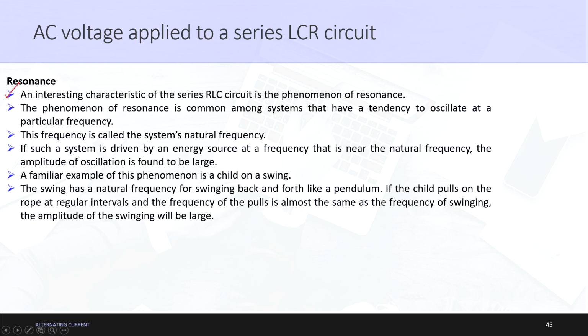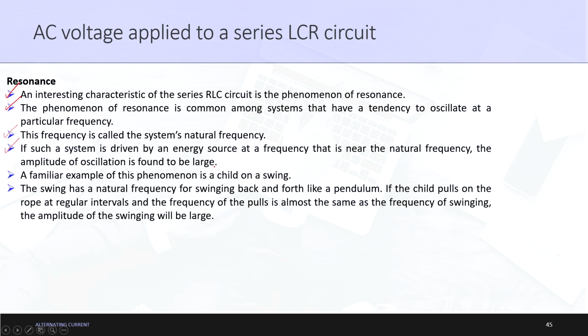The phenomenon of resonance is common among systems that have the tendency to oscillate at a particular frequency. This frequency is called the system's natural frequency. If such a system is driven by an energy source at a frequency that is near the natural frequency, the amplitude of oscillation is found to be large.